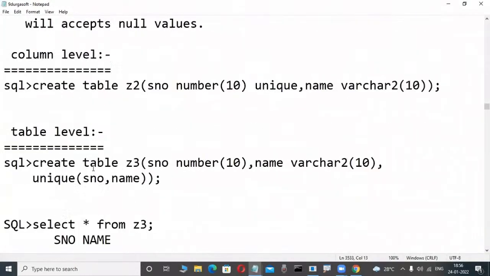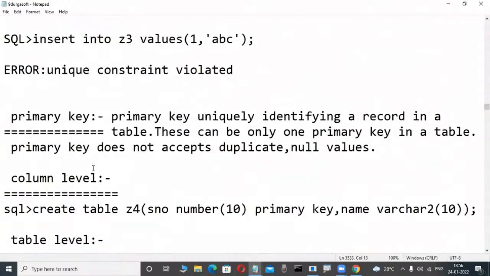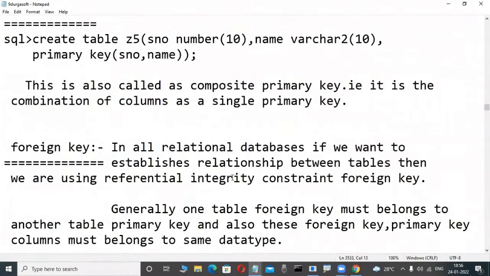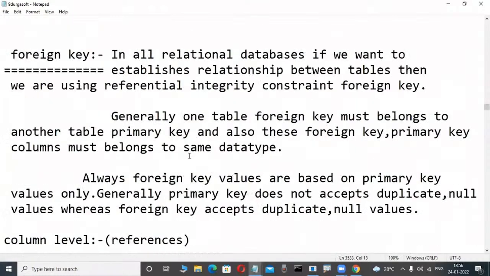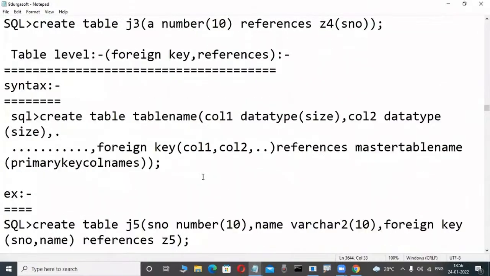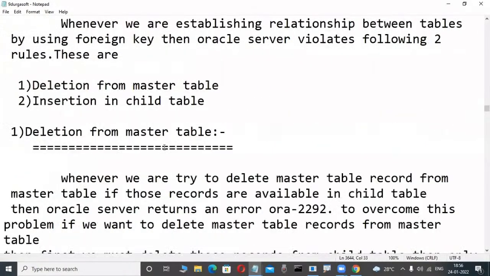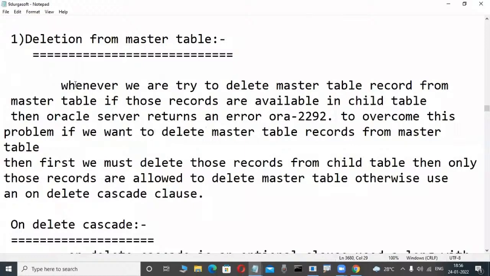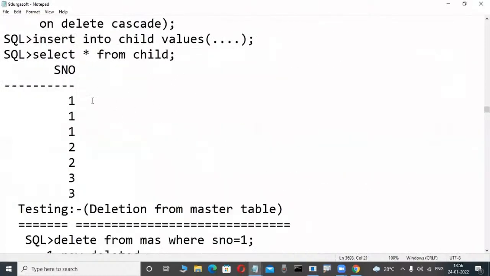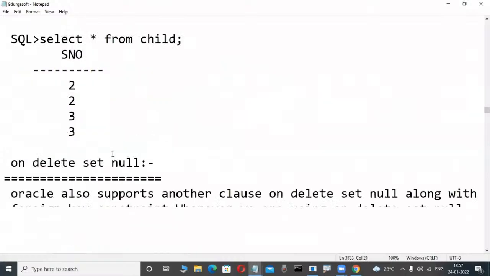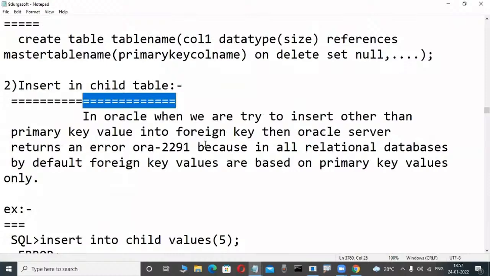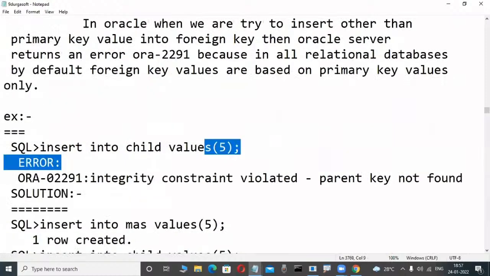It's a demo class, so explaining everything is not possible. We just observe it roughly. I'm telling you only that a foreign key is how we establish a relation like this. Whenever master and child tables exist, there are two rules in every database: deletion from the master table and insertion in the child table. For deletion, what is the ON DELETE CASCADE clause? What is the ON DELETE SET NULL clause? And for insertion in a child table, what happens? We learn all of this in our course.